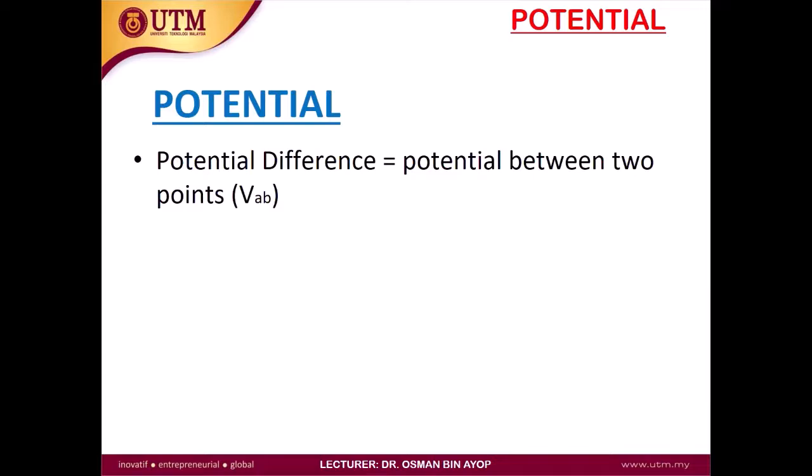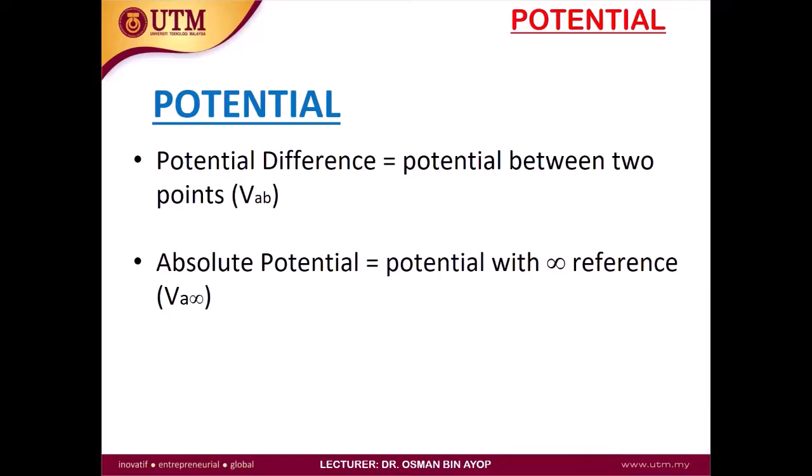Let's say we have point A and B. So we rename the potential difference as VAB. Potential difference is also known as voltage. That's why when you want to measure a voltage, you have to connect your probe from one point to another point. So you can read the potential difference from the voltmeter.